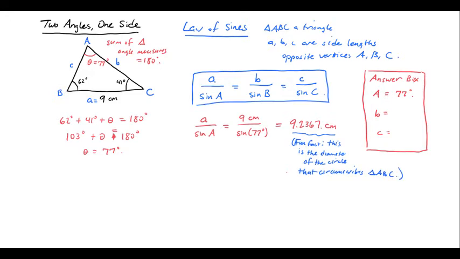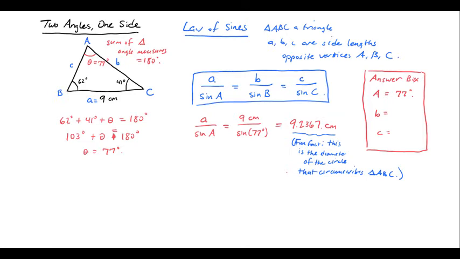And you can look up a proof of that on the internet. I'm not going to do that in this video here. Okay, so in other words, if I were to draw a circle going through all three of these vertices, that circle would have a diameter of 9.2367 centimeters. Anyway, no need to know that in order to use the law of sines. It's just a fun fact.